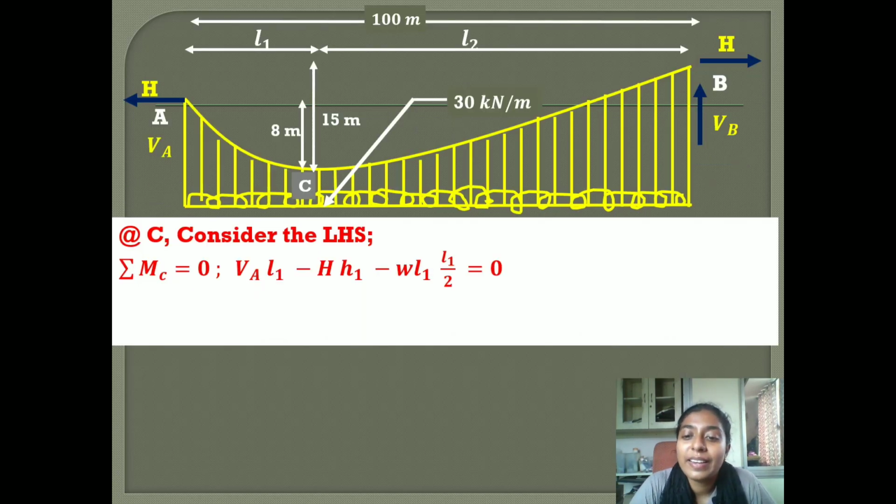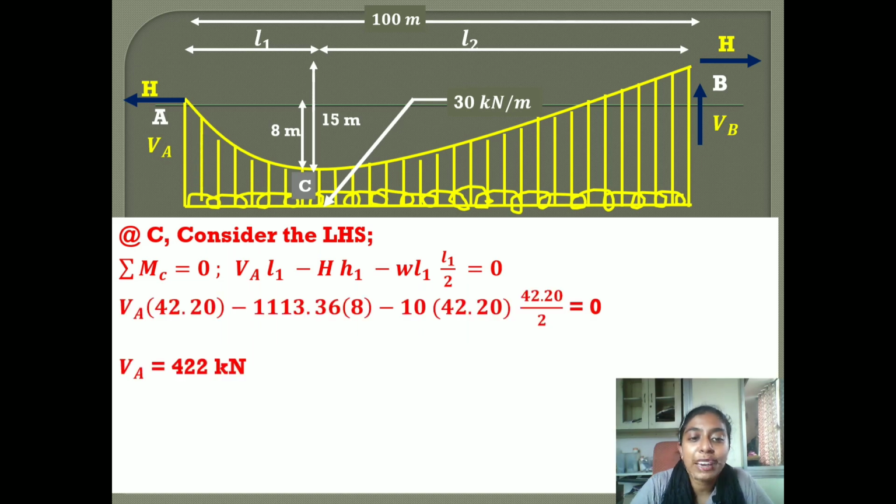Now for finding the vertical reactions at A and B, consider the left hand side of C, then we will get VA. Consider the right hand side of C, we will get VB. First, after finding VA, you can use upward reactions equal to downward loads, and we will get VB. So VA is equal to 422 kilonewton and VB is equal to 578 kilonewton.